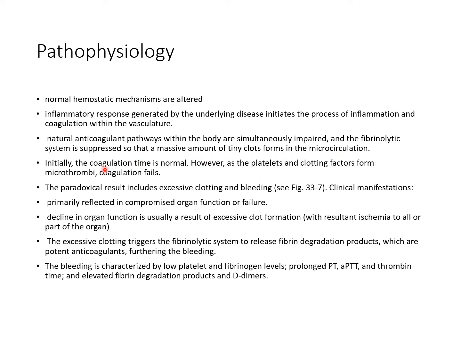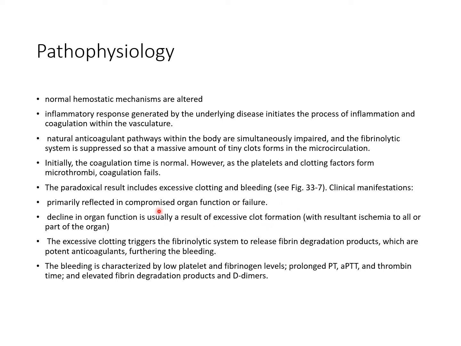Initially, the coagulation time is normal. However, as the platelets and clotting factors form microthrombi, coagulation fails. So at some point where you're getting clot formation, it's fine, but then later on, things are impaired, and there's no better way for me to explain this to you. Just know that it's a funky process going on. The coagulation is failing, and you're ending up with a paradoxical effect that happens, and you're getting excessive clotting and bleeding. What are you going to see in terms of your clinical manifestations?